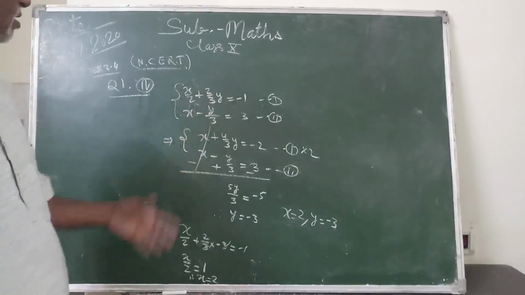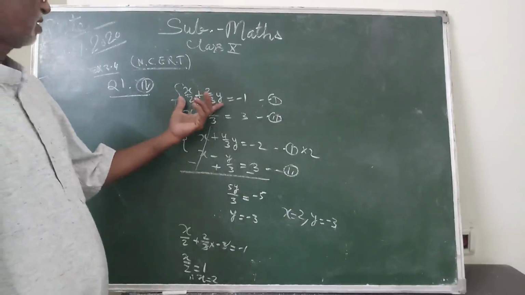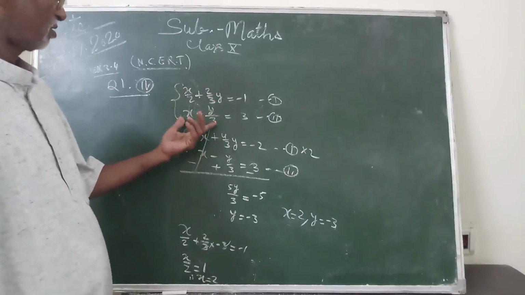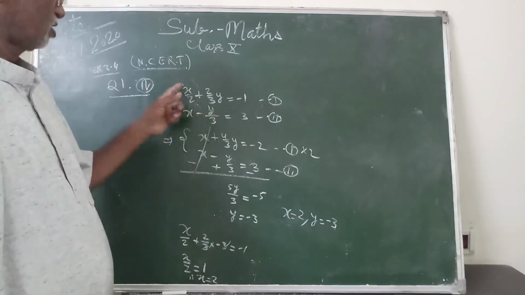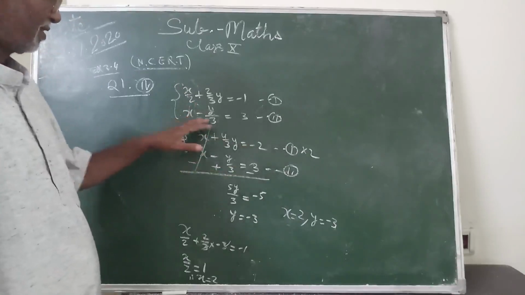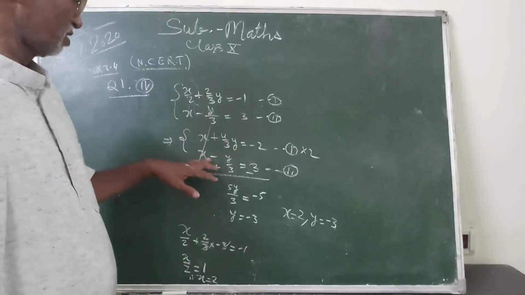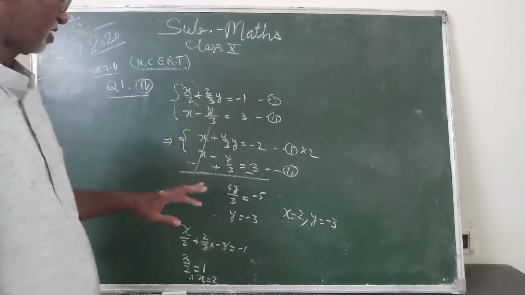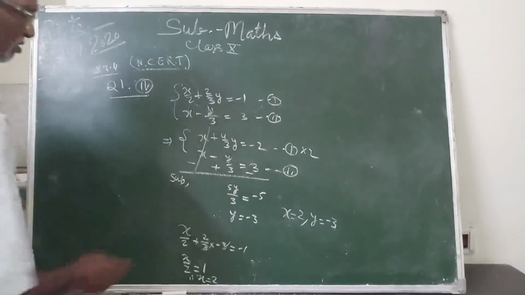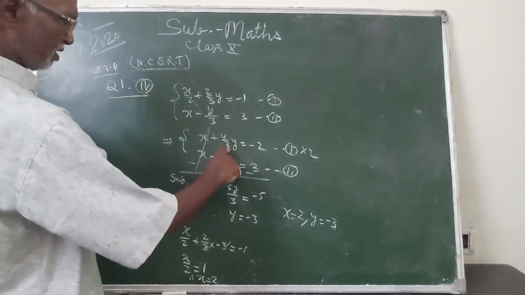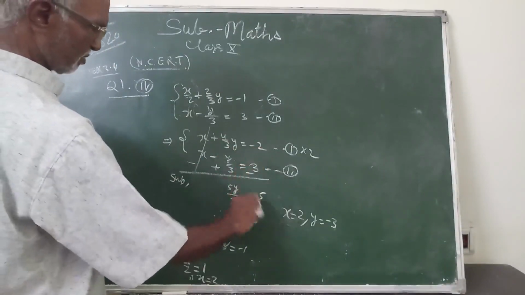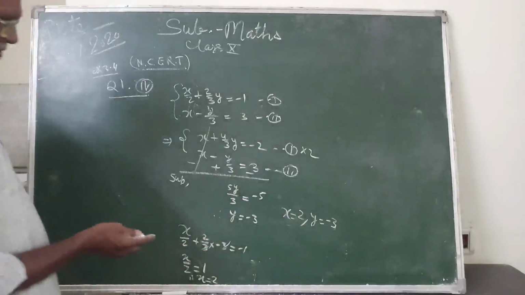For eliminating, if we multiply equation 1 by 2, it becomes x by 2 into 2, that is x, and equation 2 remains the same. So it becomes x plus 4 by 3y is equal to minus 2, and writing equation 2 as it is, x minus y by 3 is equal to 3. Subtract here because x is positive in both cases. Subtracting, 4 by 3y plus y by 3, that is 5 by 3y is equal to minus 2 minus 3, that is minus 5. Therefore y is equal to minus 3.